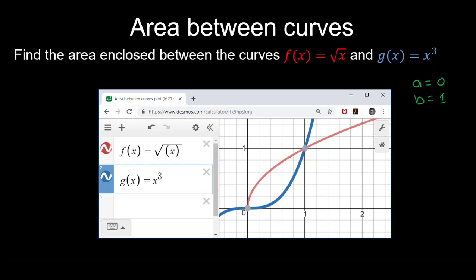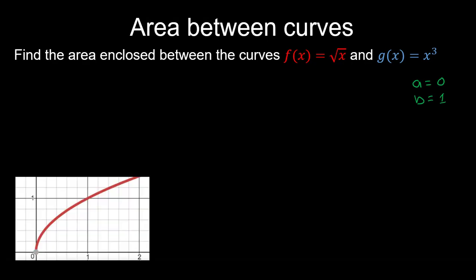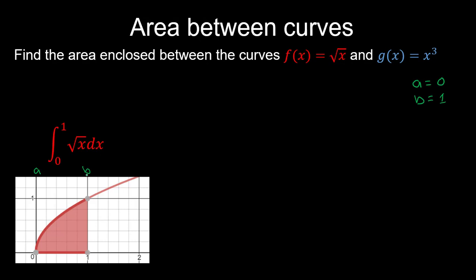But before we evaluate that, let's take a closer look at this graphically. If we look at our f of x function, it's plotted here in red. And you can see we're interested in that region between a and b, where we define a equals 0 and b equals 1. We want to find that area under the curve between those 2 points, which is going to look like this area shaded in red here. And of course we can find that exact area as the definite integral between 0 and 1 of our f of x function, square root of x dx.